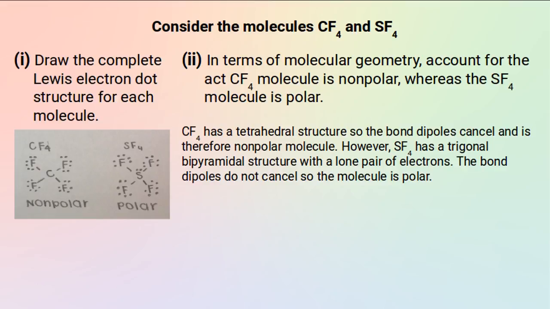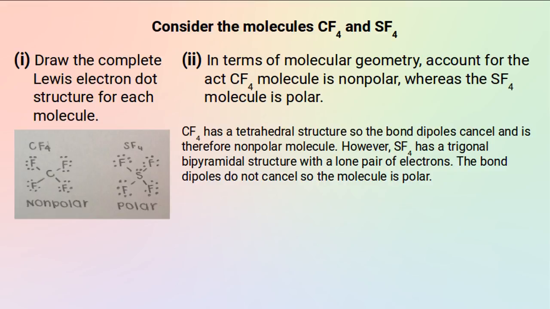Part 1, draw the complete Lewis dot structure for each molecule. For CF4, carbon is the center atom, and it has 4 fluorines connected to it with a single bond. So each fluorine atom has 6 valence electrons. For SF4, S is the center atom with 4 fluorine atoms connected to S. Each fluorine has 3 electron pairs.